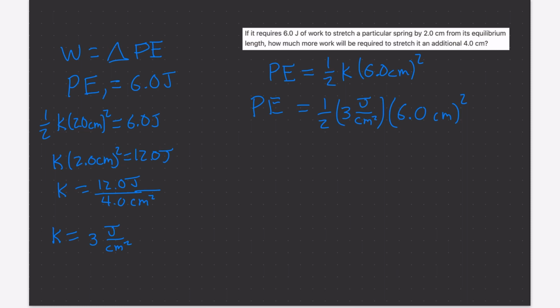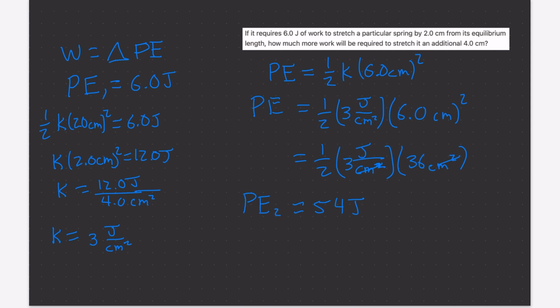This potential energy, if I go ahead and start multiplying, I'm actually going to go ahead and square the 6. That's going to be 1/2 times 3 joules per centimeter squared times 36 centimeters squared. All right, so now my centimeter units are going to cancel. And I'm going to go ahead and then just multiply all this together, and I'm going to be left with only joules. So that's going to be 36 times 3 divided by 2. So that's going to leave me with 54 joules for my potential energy 2.